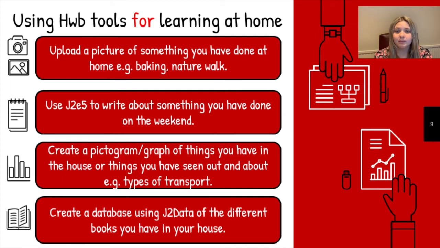How can you use these Hub tools that I've just explained at home to support learning? You could, again, upload a picture explaining something that you've done at home. You could use J2E5 to write about something that you've done on the weekend. You could use J2 data to create a graph, perhaps of things that you've seen whilst you're going out. Maybe if you've seen different types of transport, or if there's litter in the area, perhaps you can note down each time that you see a piece of litter. You could also use J2 data to create a database of all the different books that you have at home. So you could create your own library.